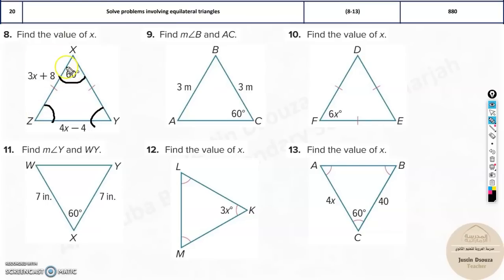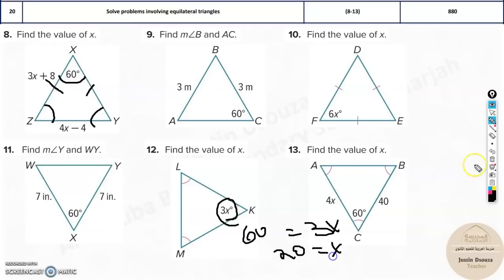If one side of a triangle is 60, remember the other sides will be 60, provided they're equilateral, because the sides will be the same. Because it's equilateral, you don't even need to worry about this. You know this 3x means it's 60. So what is x? x will be 20. So this is how we can solve it.